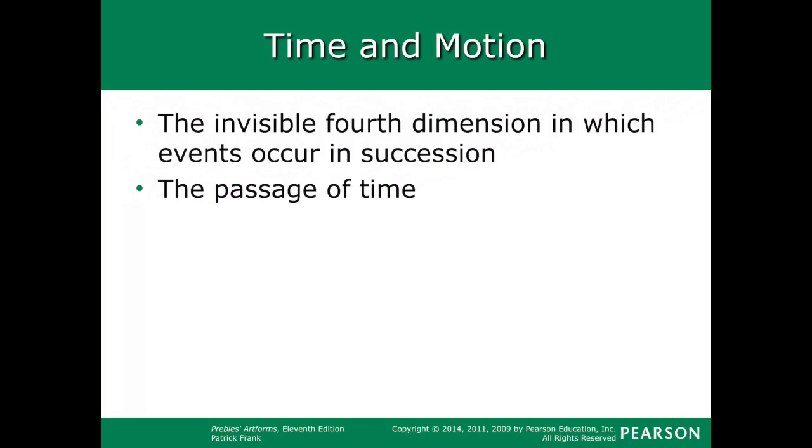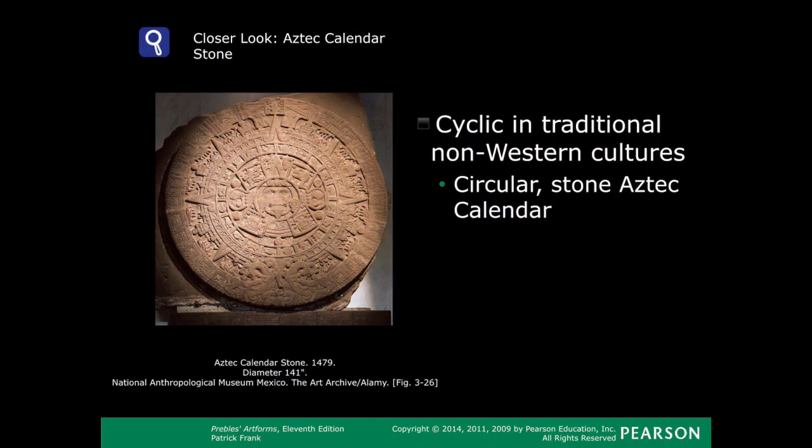And we're going to jump into another element now, another visual element, time and motion. It is this invisible fourth dimension in which events occur in succession. It is the passage of time. When it came to things like more indigenous works, especially in the ancient Aztec culture, time was being portrayed as a cycle. So this is actually a calendar, an Aztec calendar made in 1479.